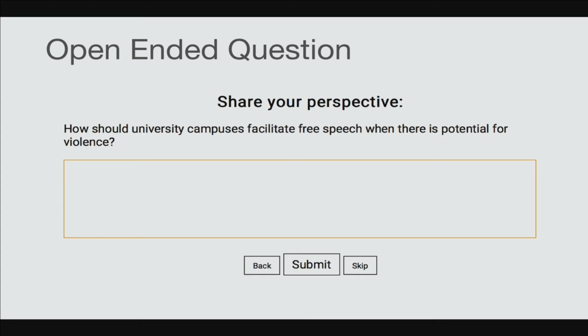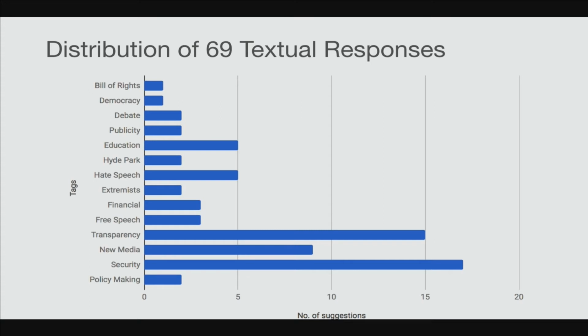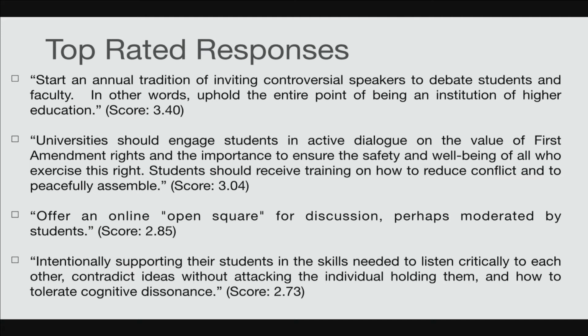Then there's the open-ended questions, the texts. We received 69 responses to that open-ended question, and then we tag them according to topics. So this is what it looks like. A lot of the suggestions had to do with transparency and security, and then here are the top rated. I won't go into details about how we do the rating. It turns out that there's a very nice formula called the Wilson score that we can use, and this is on a scale of 5 basically, and it shows that these are the most highly rated, again, by peers' responses.